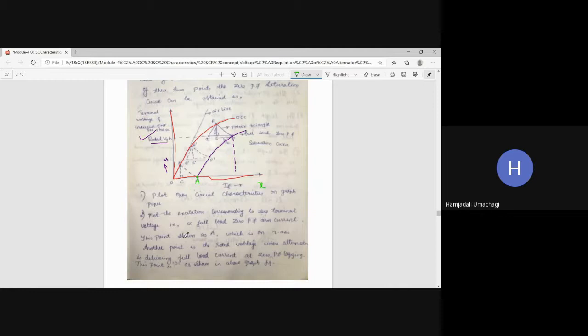Then another point is the rated voltage when the alternator is delivering full load current. So this is the rated voltage, and this is the zero voltage at zero power factor lagging. This point is capital P. So now this point we are denoting as capital P. This has capital A and this has capital P. A is for zero voltage, P is for the rated voltage of an alternator, as shown in the above graph.